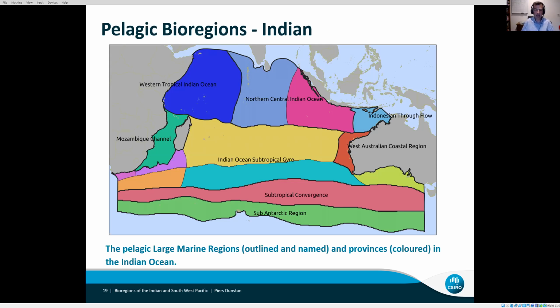And then in the tropical regions, there's a longitudinal separation as well between the Eastern Indian Ocean and the Western Indian Ocean.